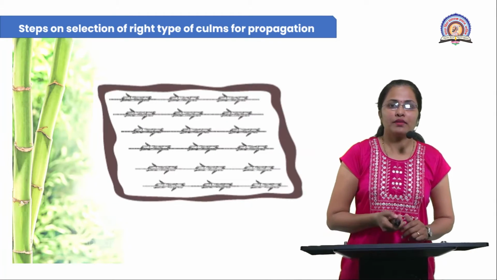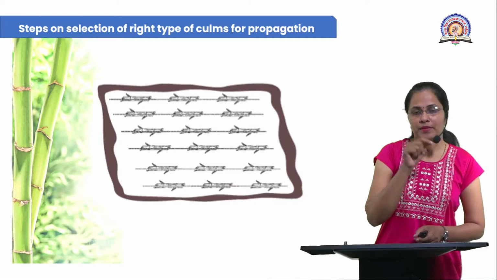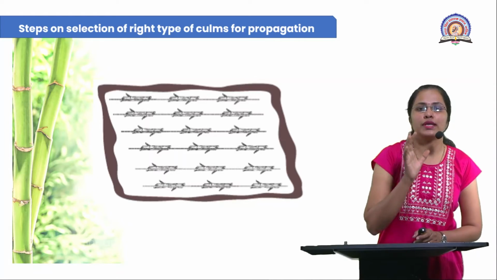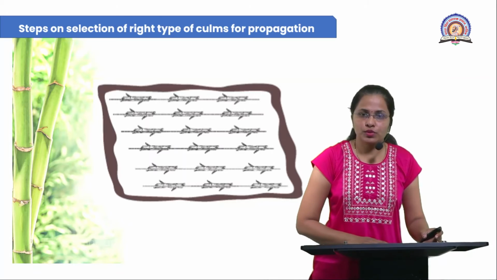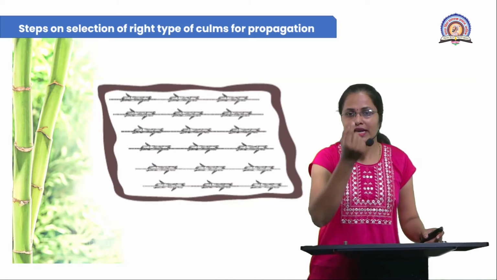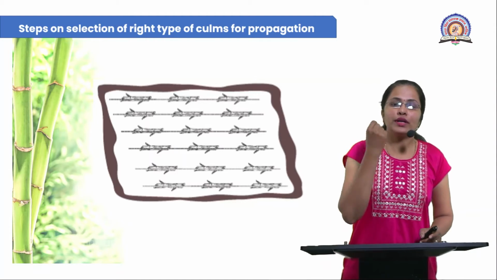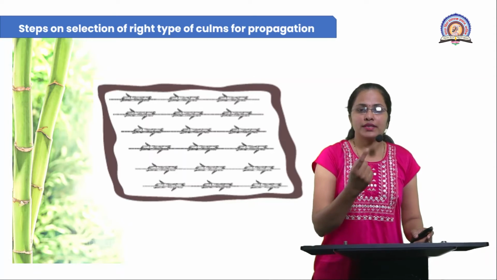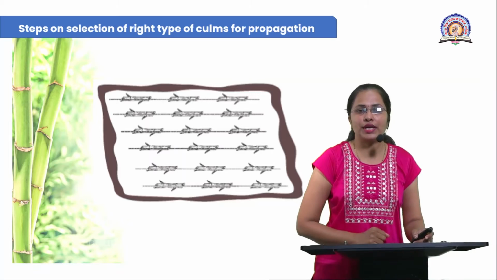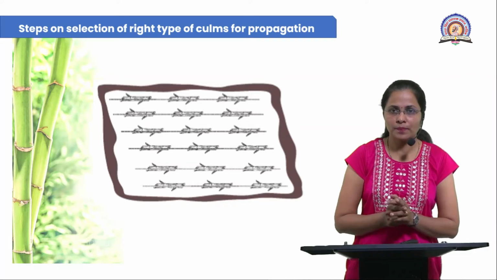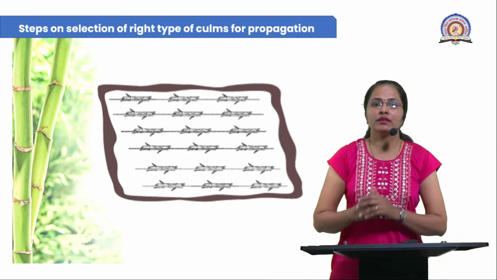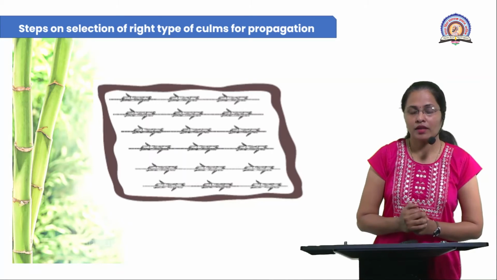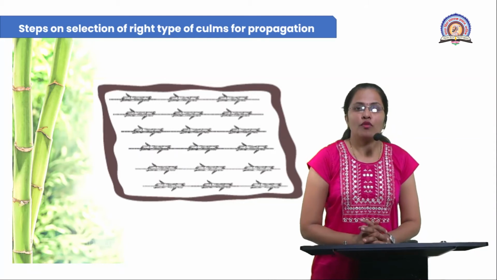In this diagram, we can see a small section of the stem with nodes and internodes. You will also see some structures arising from the nodal region, and these arising structures are nothing but the buds. The cut parts of the stem are kept in a horizontal position, apart from each other at a specific distance, and the buds are facing towards the sun. This is the appropriate procedure for clump propagation.